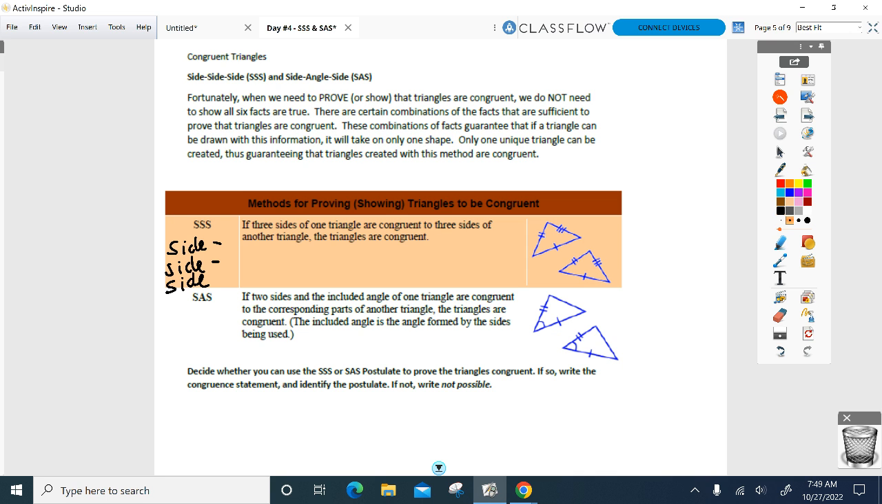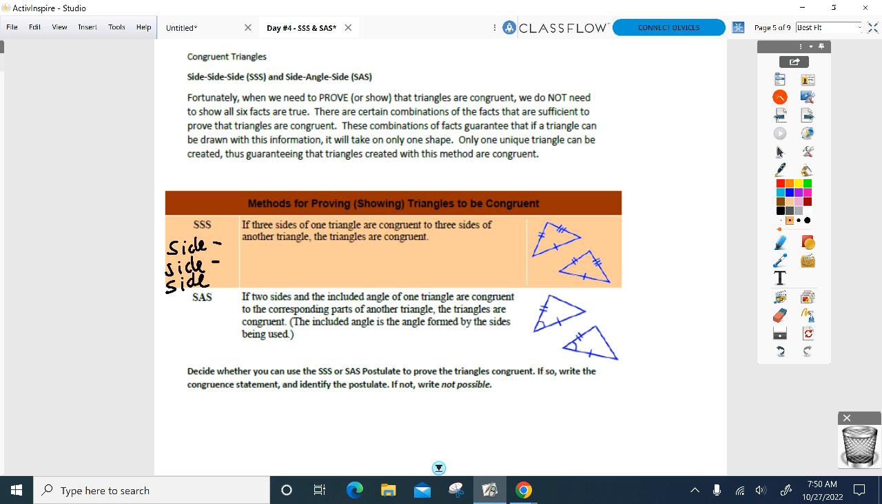The triangles are congruent. You do not have to say anything about the angles. If you can get all 3 pairs of sides congruent, the triangles are congruent. Done. I don't need to say anything about the angles. All good there? Side, side, side method. There's way number 1, side, side, side.